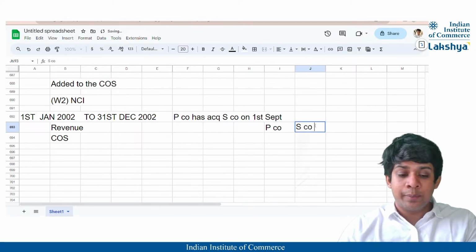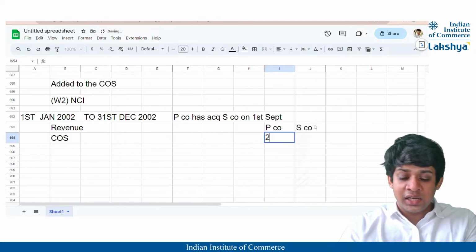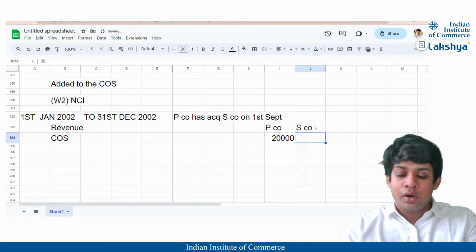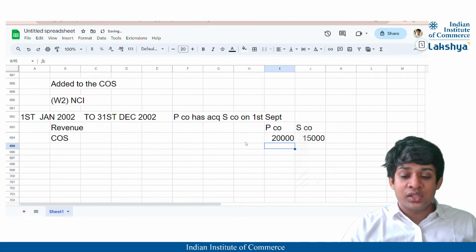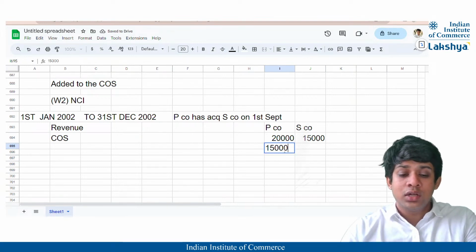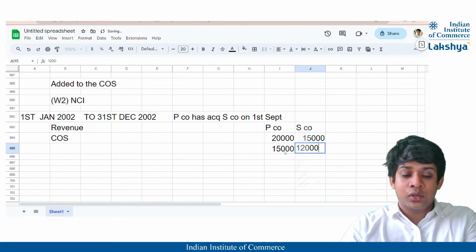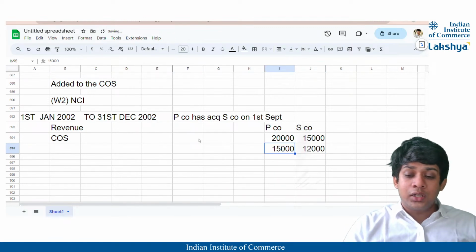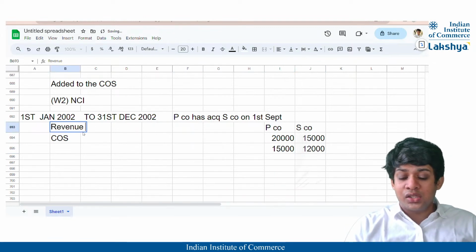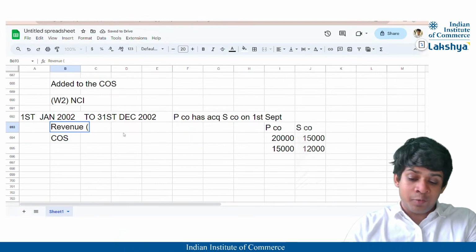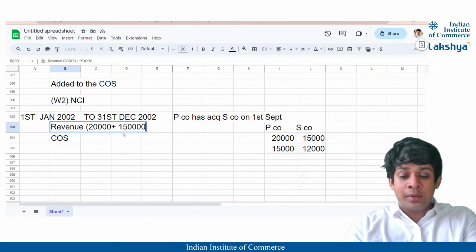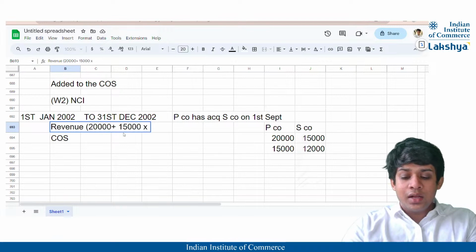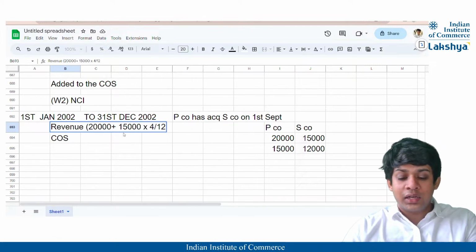And for the subsidiary company, maybe say the revenue of the parent company is 20,000, of the subsidiary company is 15,000, right? Then we have the cost of sales of the parent company to be 15,000 maybe, and the subsidiary to be 12,000. Okay. So what will happen here? In the revenue section, while consolidating, the consolidated statement of profit or loss will include 20,000 of the parent company revenue plus 15,000 of the subsidiary company revenue multiplied by 4 divided by 12, right?